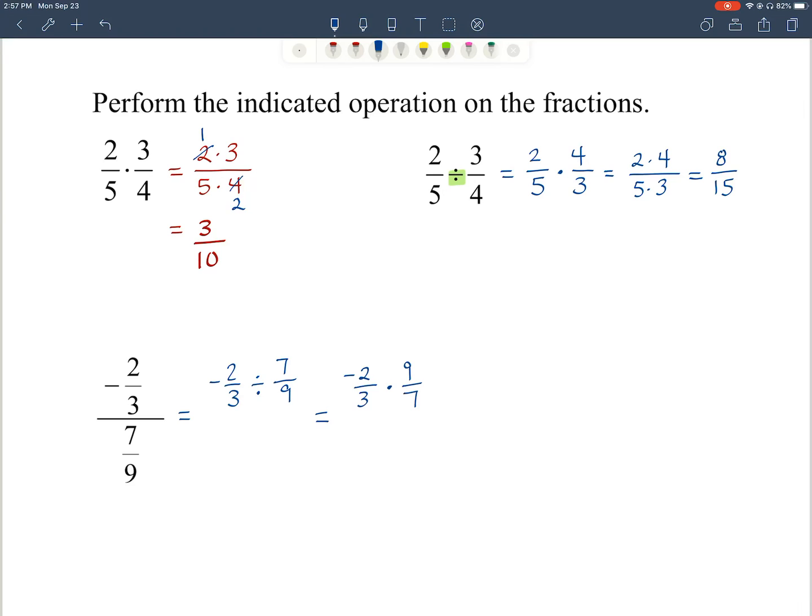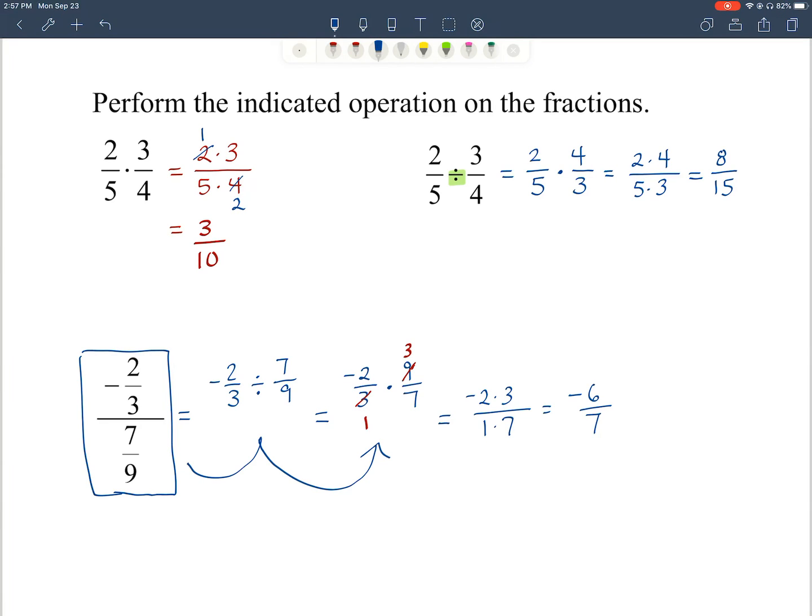And if we would like to, we could reduce it down. We know 3 goes into 3 once, and goes into 9 3 times. So we're left with -2 times 3 over 1 times 7, which is going to be -6/7. So the key here, though, if you don't like seeing fractions in fractions, you can rewrite it as division, and then use your rules for dividing fractions to turn it into multiplication.